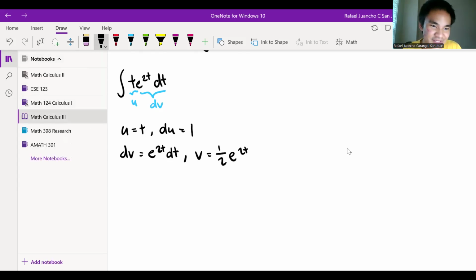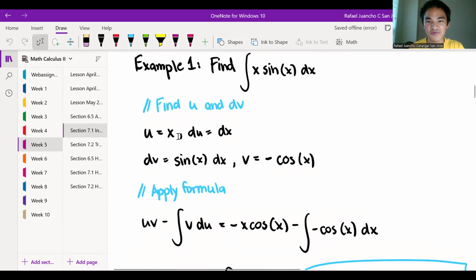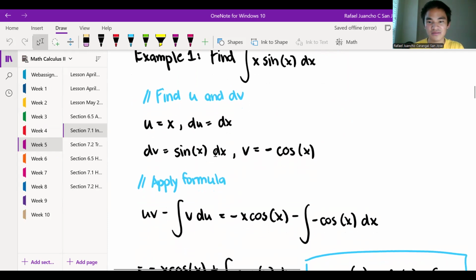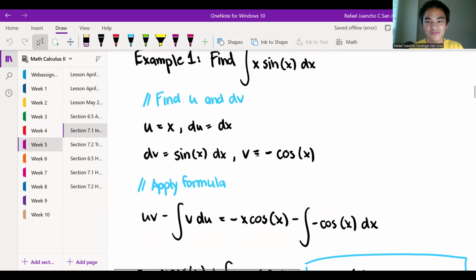Okay, wait, let me double check. I pick a u, and then my du is a dx, or in this case a dt. And then my dv, this is the power of notes from last quarter, is the rest of this thing, and my v is just integrating sine, which is negative cosine. Because if I take the derivative of negative cosine, I get sine.